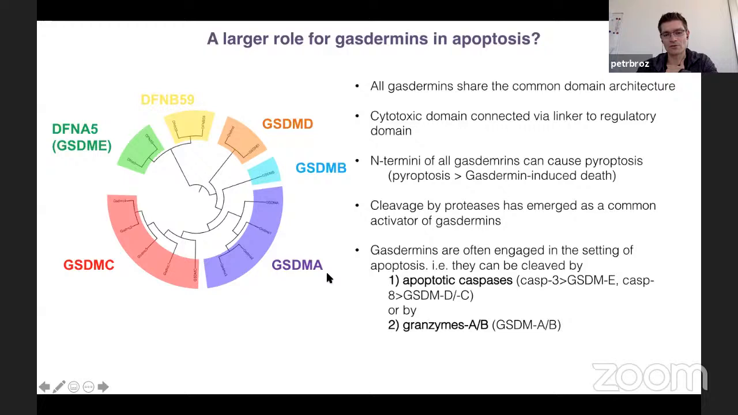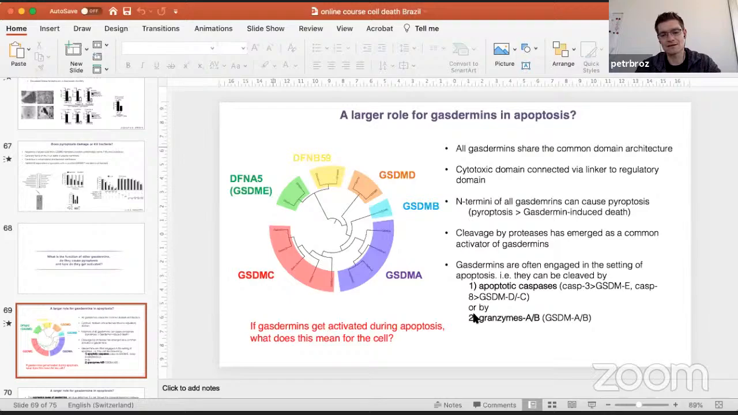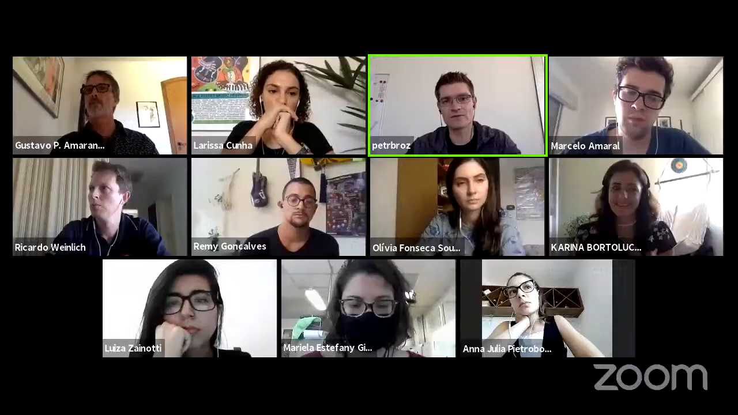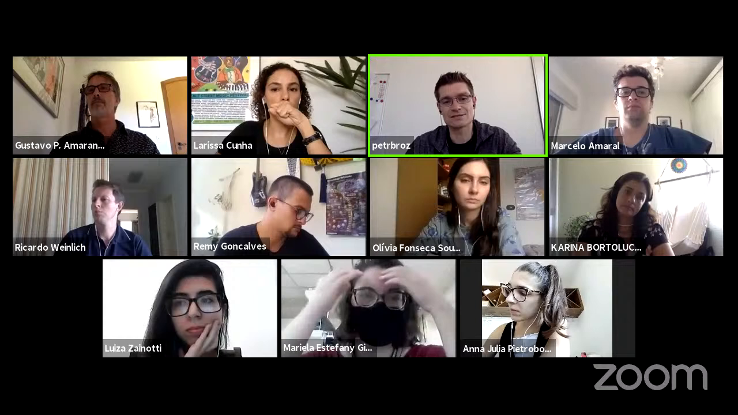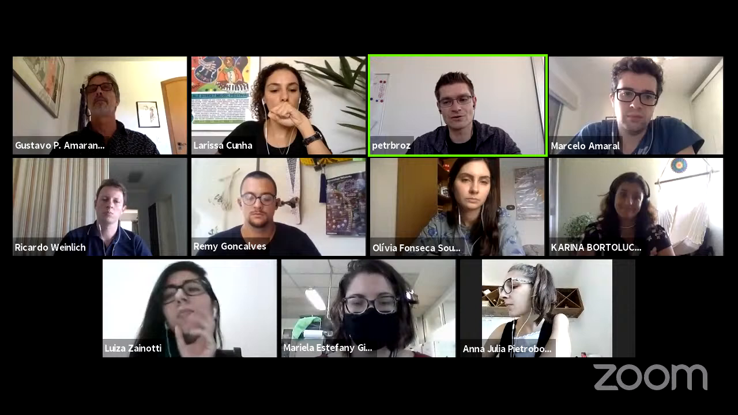It has been shown that apoptotic caspases like caspase 3 can cleave, and caspase 7 also to some degree, cleave gasdermin E. And the granzymes, so granzyme A and B, which are used by cytotoxic cells to kill infected cells, for example cancer cells, will cleave gasdermin A and B, so those guys here. So it seems that the other gasdermins play a role to some degree in the apoptotic pathways, which is maybe surprising, right? Because then they also allow the conversion of what is supposed to be a non-immunogenic cell death into an inflammatory cell death.